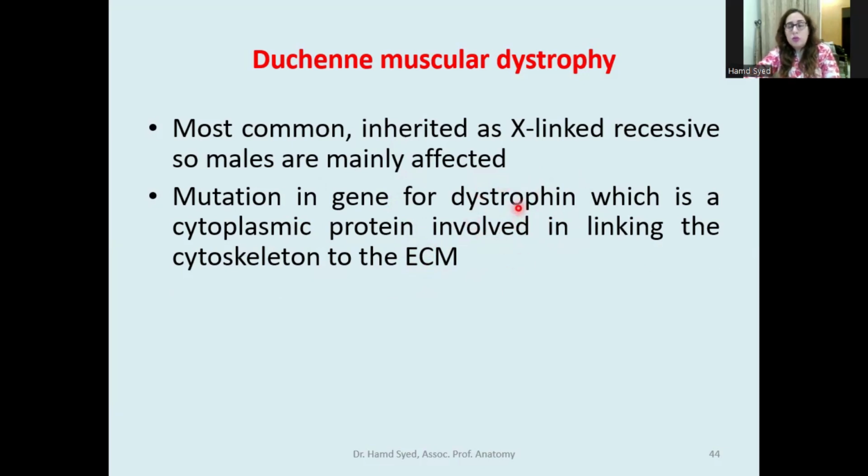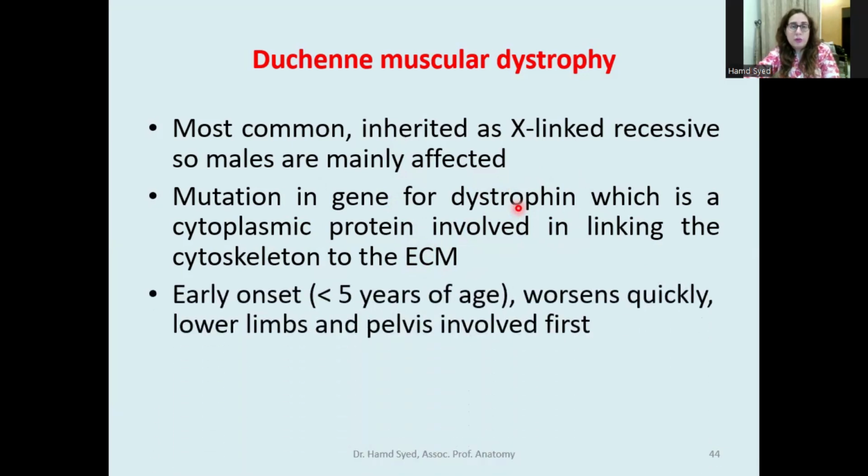And if the gene for dystrophin is mutated, that will cause a weakness of the muscle function and wasting of the muscles. This condition has an early onset, when the boy is less than 5 years of age. The signs and symptoms appear and they worsen quickly. The lower limbs and the pelvis muscles are going to be involved first. And the patient suffering will have a short life expectancy, less than 30 years.